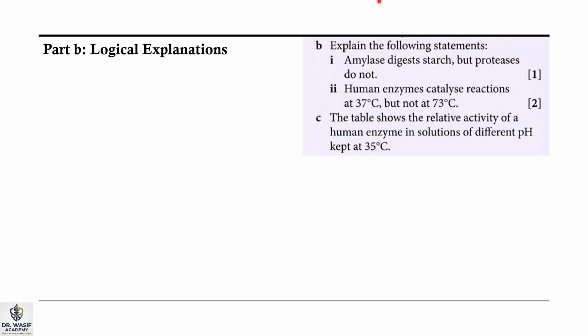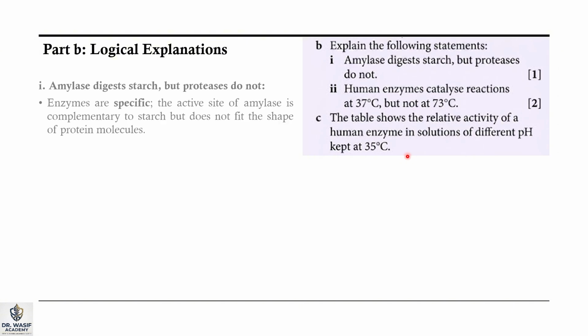The second part is explain the following statements. The first statement is amylase digests starch, but proteases do not. The second is human enzymes catalyze reactions at 37 degrees Celsius, but not at 73 degrees Celsius. The third is the table showing the relative activity of a human enzyme in solutions of different pH. We shall take this question later in this slide, but I think we shall discuss it in this slide also.